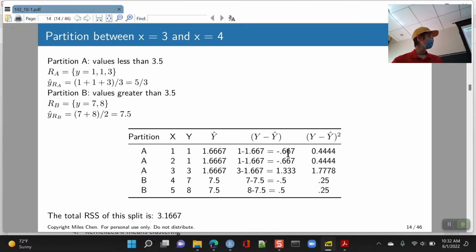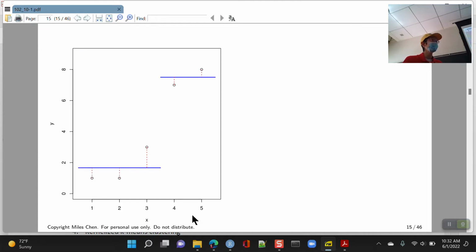So if we square all of these things, the residual here is 0.66. I guess I decided to include minus signs here. Sorry for the arbitrariness of whether I'm using absolute values or not. Okay, so anyway, 0.66 and 0.66 squared is 0.44. Over here I've got 1.33. 1.33 squared is 1.77. And then 0.5 squared is 0.25. 0.5 squared is 0.25. And so when you sum these up, the RSS for this split is 3.1667. Okay, this is our diagram here. So that looks pretty good.